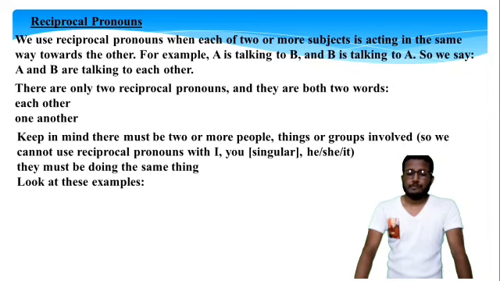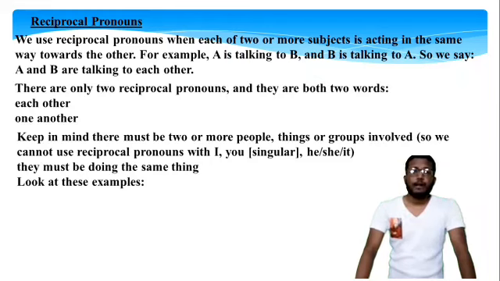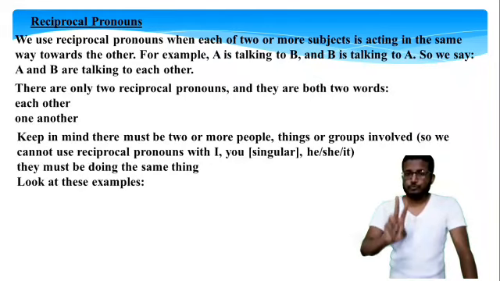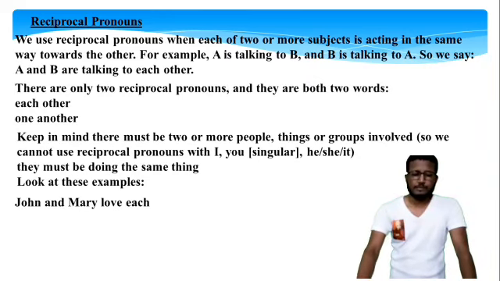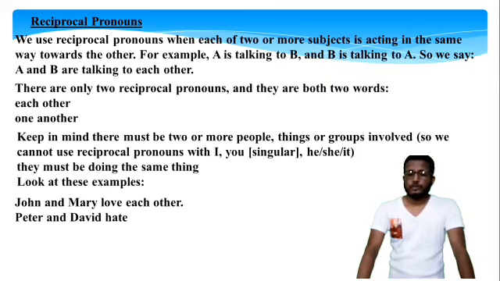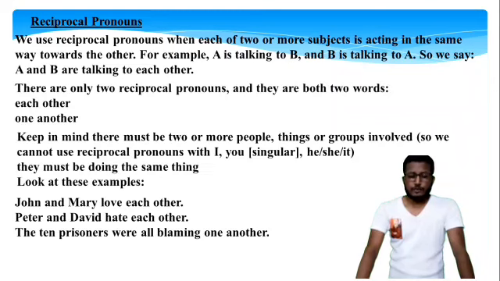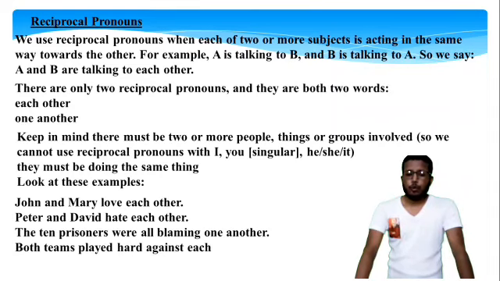Look at these examples. First of all, I have already told you that reciprocal pronouns are used here only for particular 2 persons or things. Okay, now follow the examples. John and Mary love each other. Peter and David hate each other. The 10 prisoners were all blaming one another. Both teams played hard against each other. We gave each other gifts. So the words each other and one another in these 5 examples are being used as examples of reciprocal pronouns.